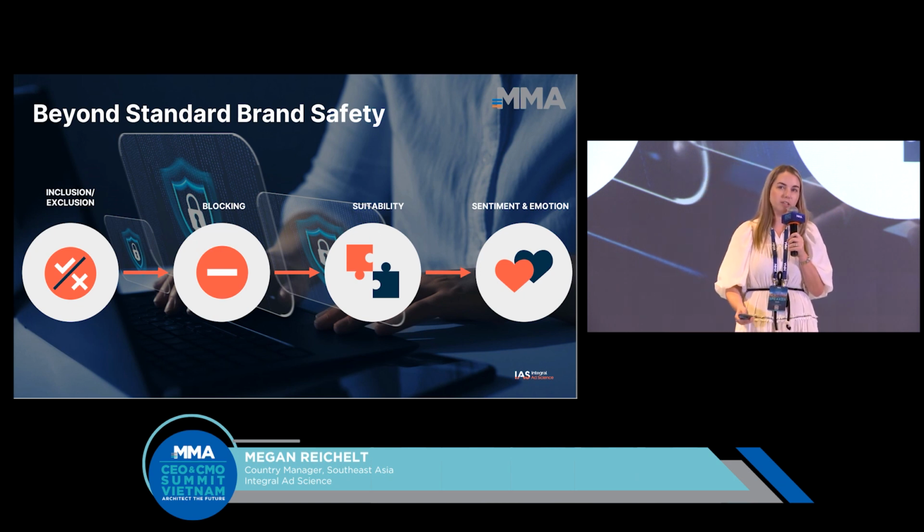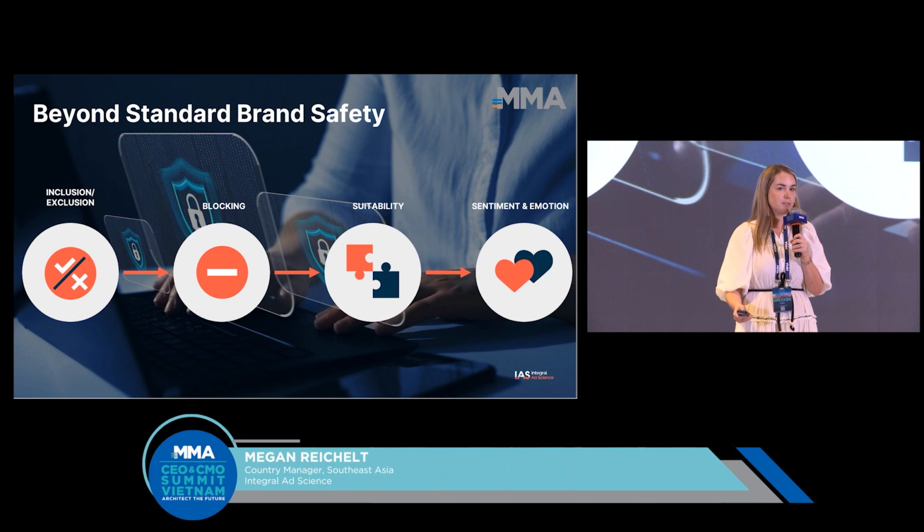Along with brand suitability, we've now seen new tech emerge in the form of sophisticated contextual solutions that have sentiment and emotion analysis built in. This is really important because sentiment and emotion analysis has the ability to detect whether the content on a page is positive or negative. You can also detect if it evokes feelings of happiness or sadness or fear or excitement. So it gives the brands and the marketers full control over exactly which environments they want their ads to be served in and they want their brand image to be seen.